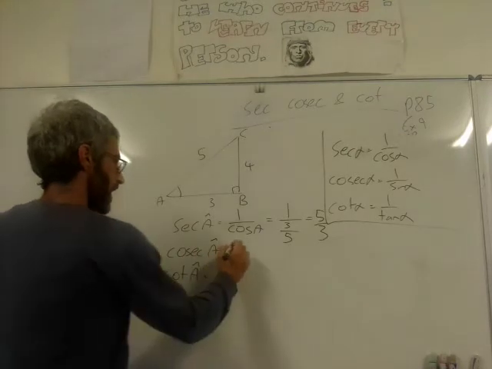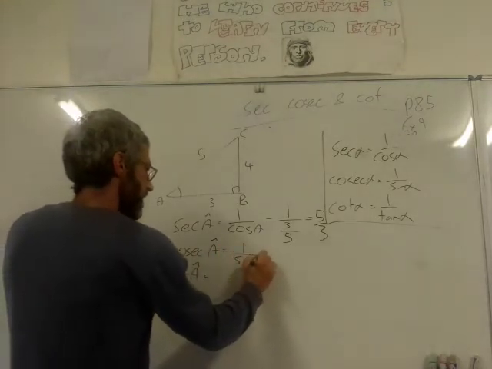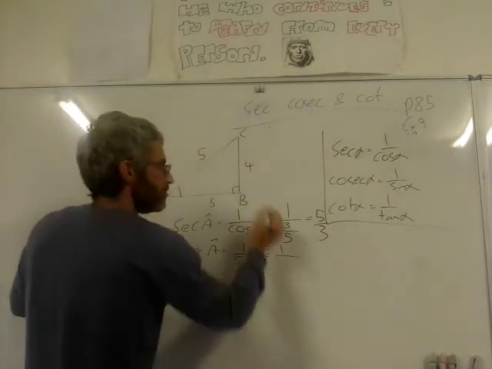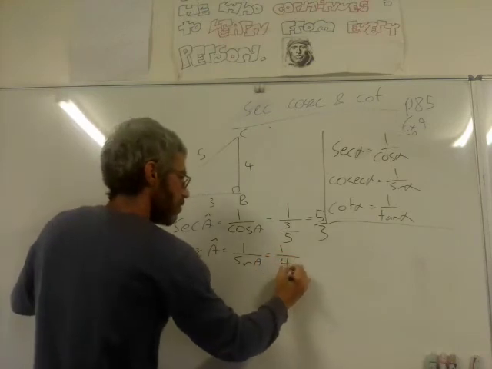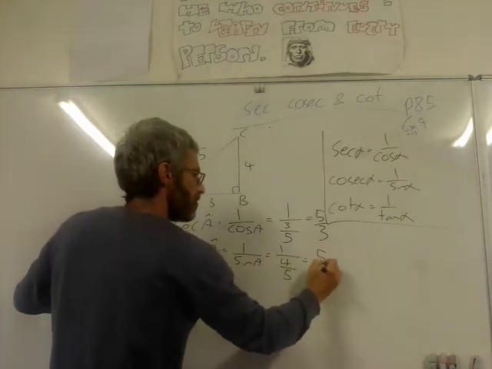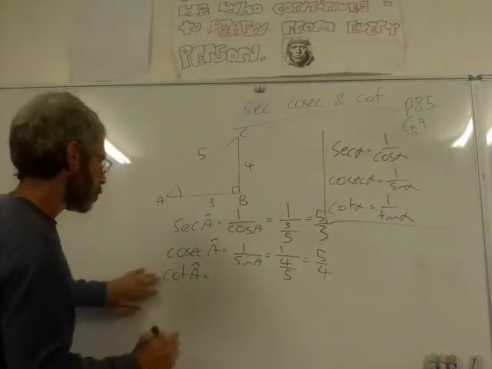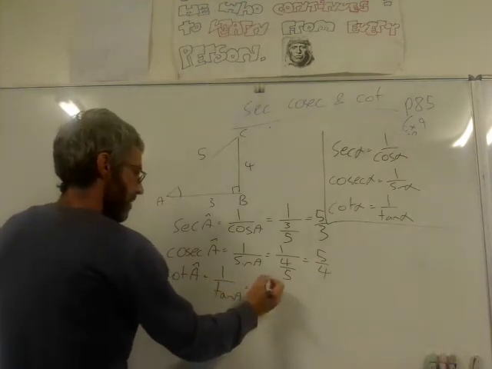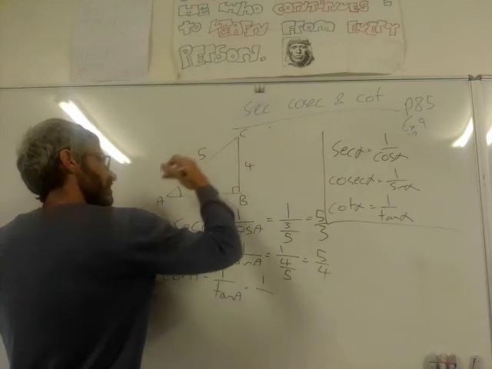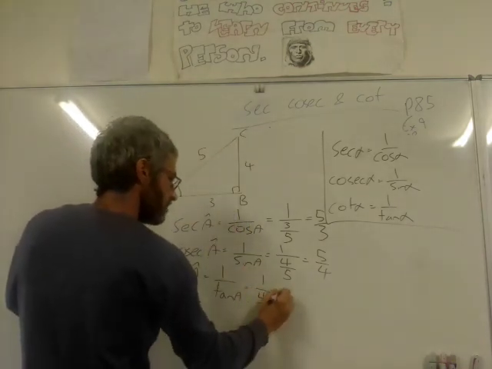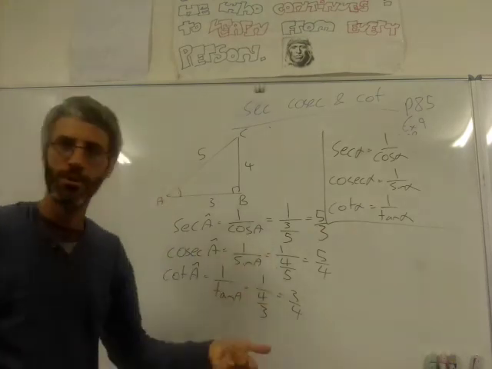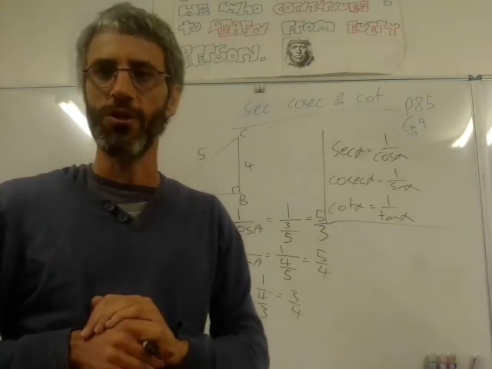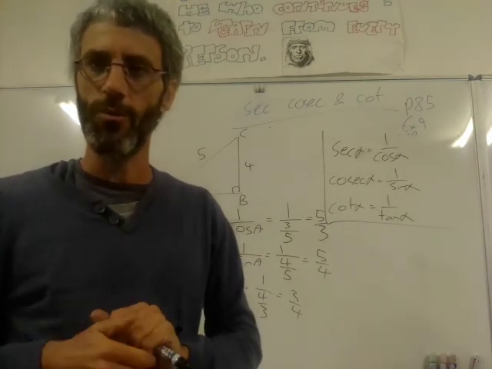Okay? Cosec A is 1 over sine A. So it's 1 over opposite divided by hypotenuse. So 1 over 4 over 5, which is 5 over 4. Flipped again. Cotangent A, okay, is 1 over tan A. And that means it's 1 over opposite divided by adjacent. 4 over 3, and that is 3 over 4. Again, flipped. Okay? So that's your most basic reciprocal functions kind of question. And in the next video, we'll do a little bit more complicated ones.